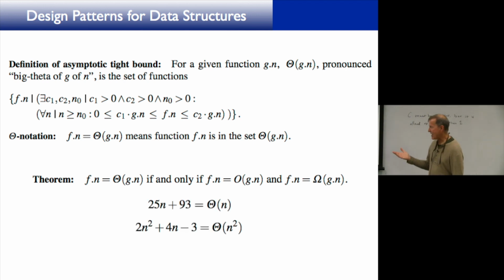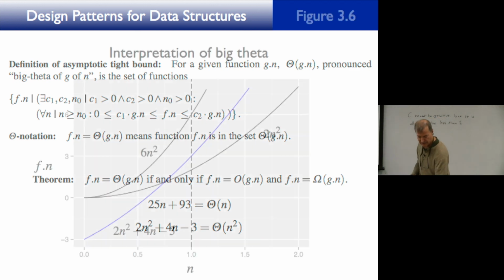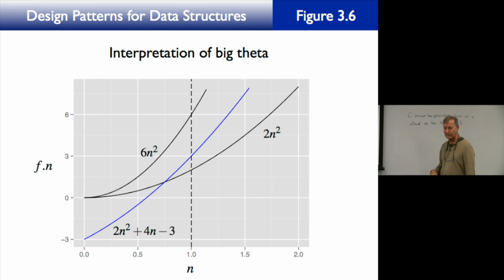And so as an example, like you pointed out a minute ago, we showed that 25n plus 93 is big O, and it's also big omega, therefore it's big theta. We also showed that 2n squared plus 4n minus 3 is big O of n squared, and also big omega of n squared, so it's big theta of n squared. And here is an interpretation of it with this function 2n squared plus 4n minus 3.